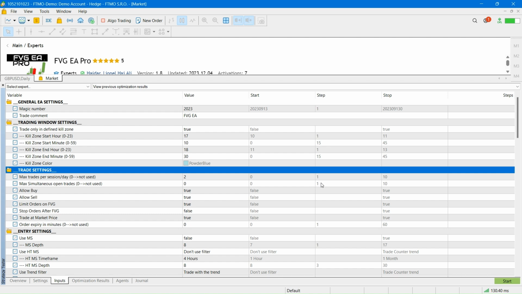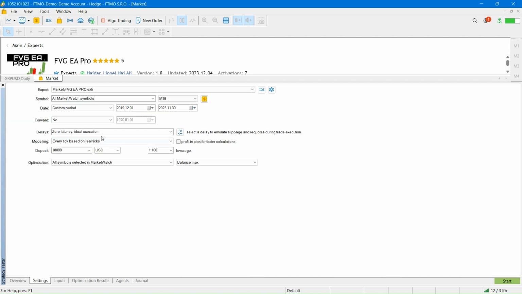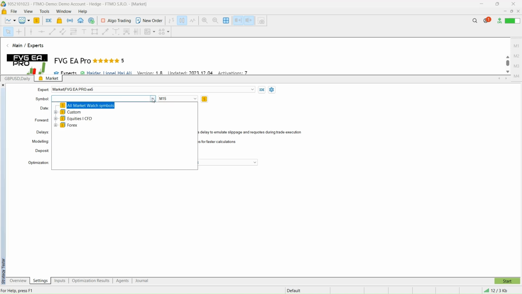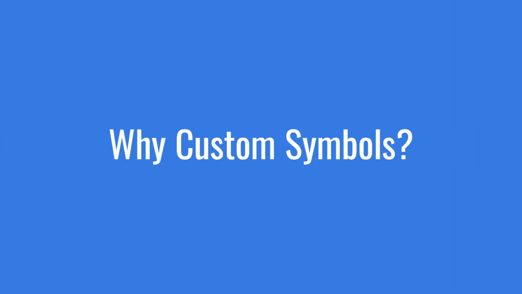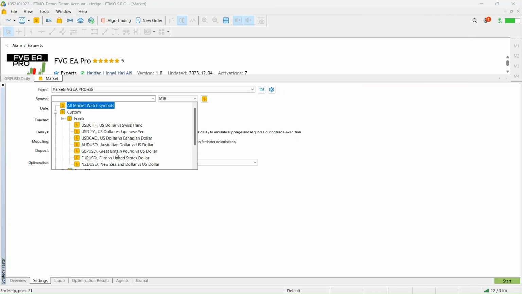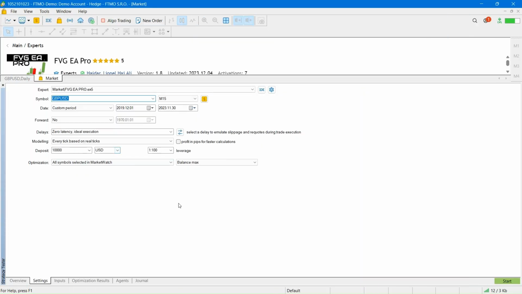So if you want to start with the first step, I'm gonna go to settings. I'm gonna really select the GBP USD. I have custom symbols. Custom symbols are basically symbols for which I imported data from Dukascopy. So I have all the tick data that is there, and I can really test that.